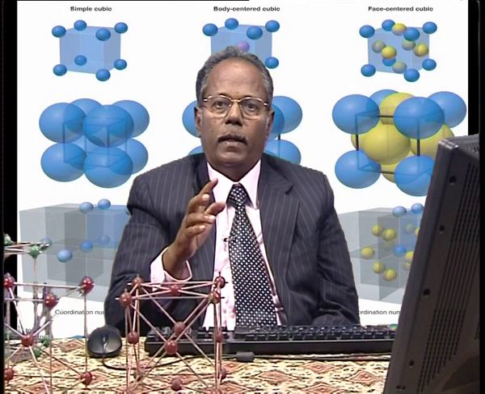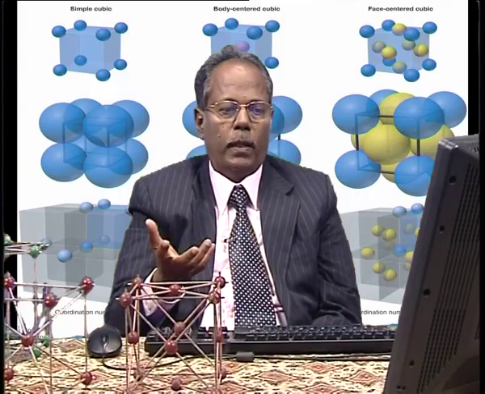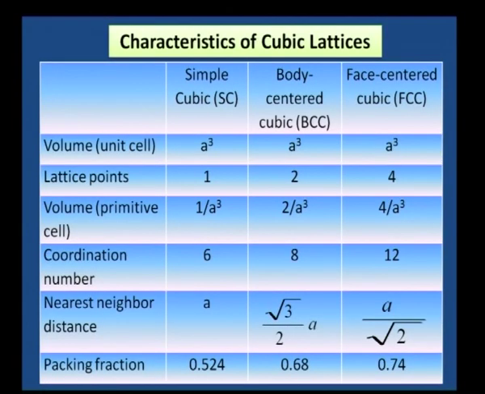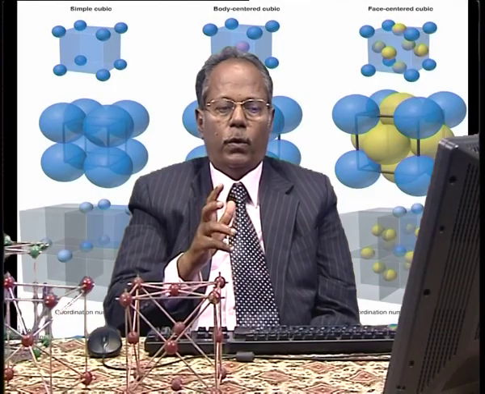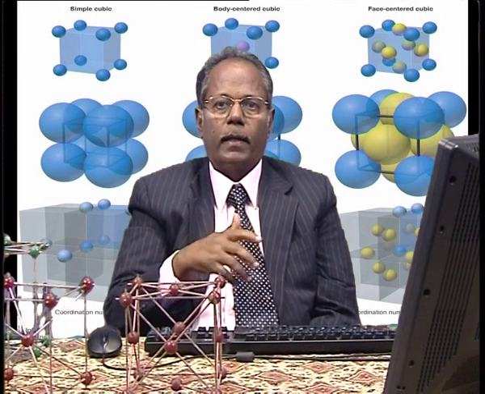The nearest neighbor distances are a obviously for simple cubic, root 3 by 2 into a for body centered cubic, and similarly a by root 2 for the face centered cubic. The packing fraction values are tabulated. This is what we calculated in the previous lecture, namely 0.524, 0.68 and 0.74. The most important thing to be noted is that FCC has the highest packing fraction. The highest packing fraction has potential significance. I will come to that at a later stage.